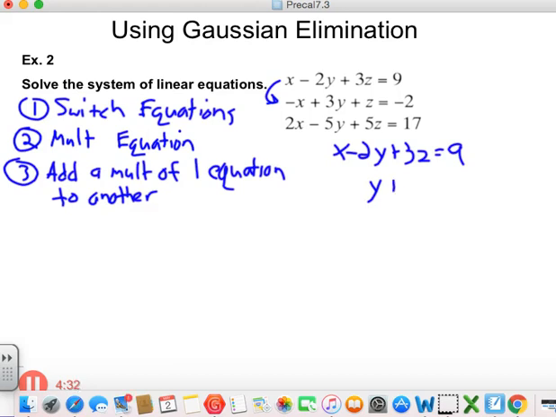3z and 1z make 4z, and then 9 and -2 make 7. Okay, so we change that second equation. Now our third equation is still the same, 2x minus 5y plus 5z equals 17.